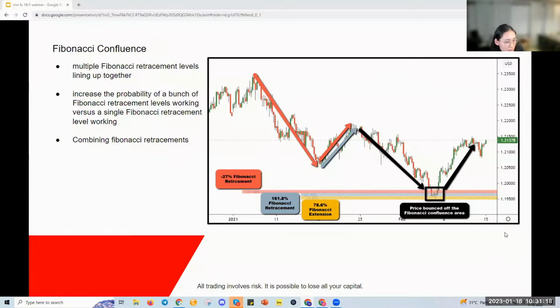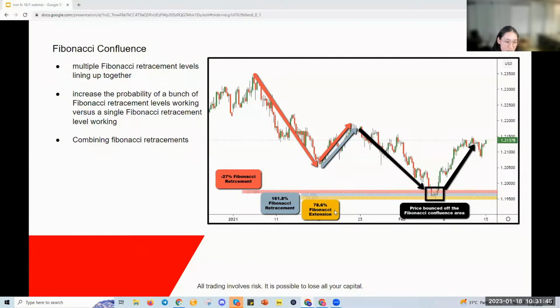So, okay, maybe I'll start with this photo first. Over here, we have a negative 27% Fibonacci retracement. You can see this is the starting point and the ending point is here. Then we have a 161.8 Fibonacci retracement, so that would be starting point here, ending point here.